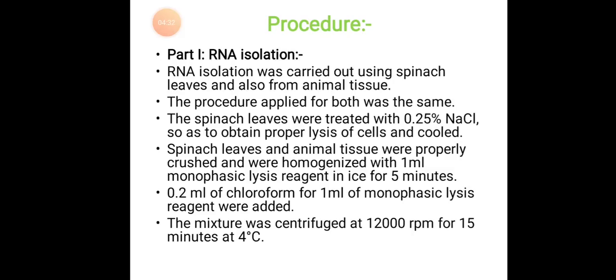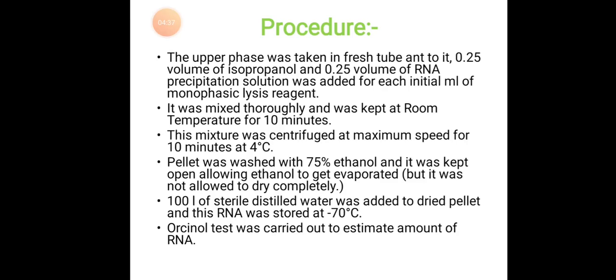The mixture was centrifuged at 12,000 rpm for 50 minutes at 4 degrees Celsius. The upper phase was taken in fresh tube and 0.25 volume of isopropanol and 0.25 volume of RNA precipitation solution was added for each initial ml of monophasic lysis reagent. It was mixed thoroughly and was kept at room temperature for 10 minutes. This mixture was centrifuged at maximum speed for 10 minutes at 4 degrees Celsius.